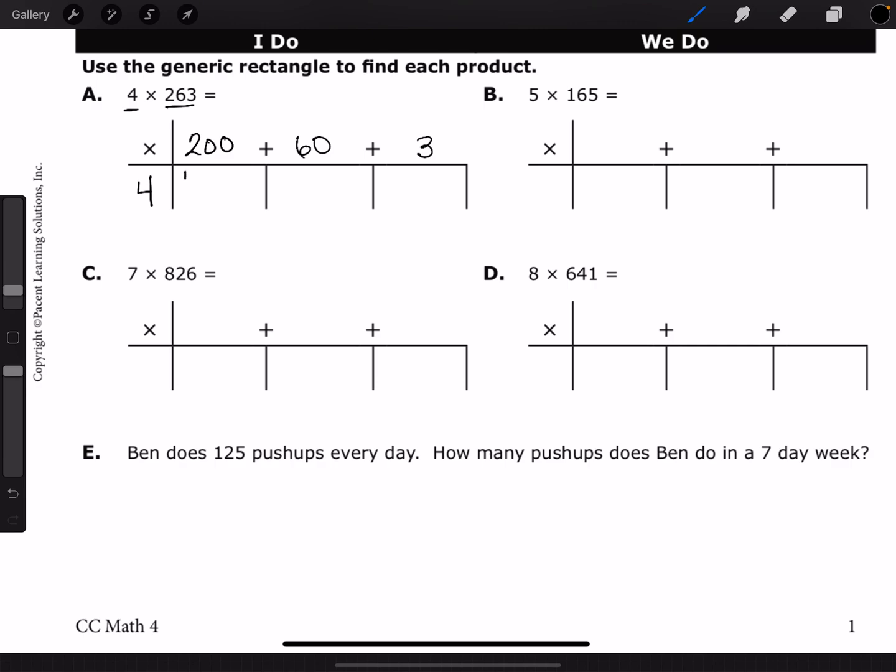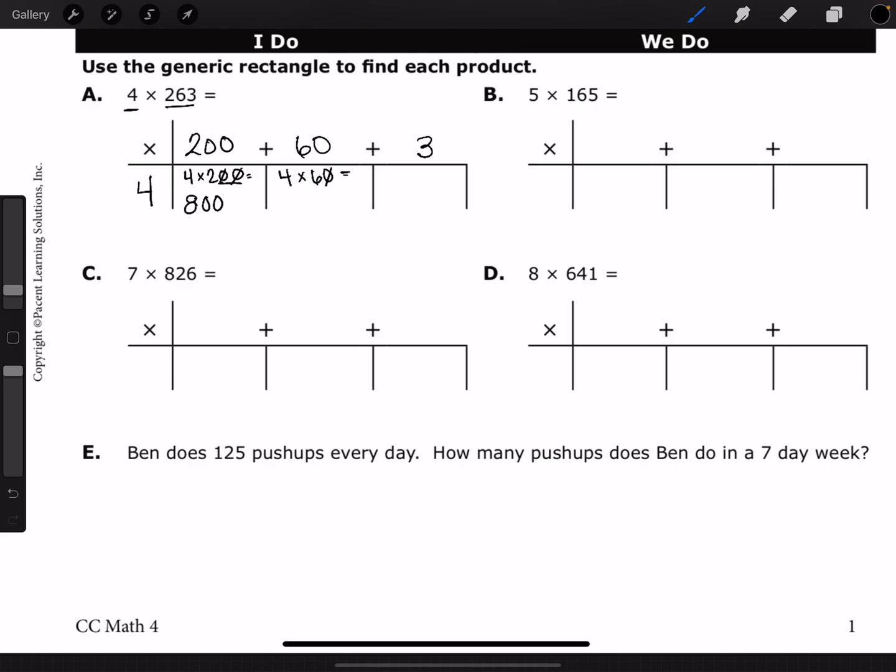Okay, so 4 times 200, we take those zeros off. 4 times 2 would be 8. And because it's 2 hundreds, we know that needs 2 more zeros. So the first partial product is 800. Now we have 4 times 60. We're going to take that 0 off for just a second and we'll replace it in a moment.